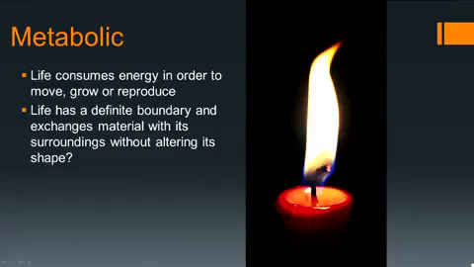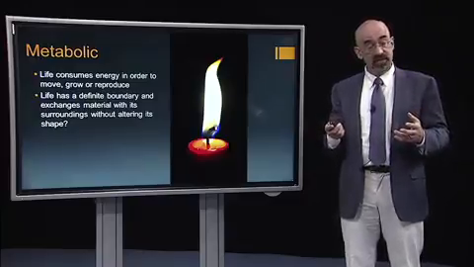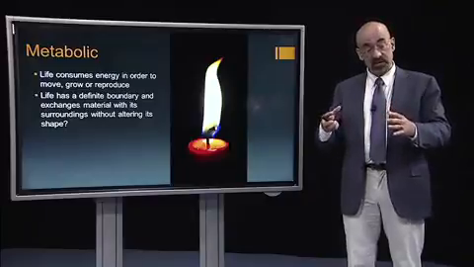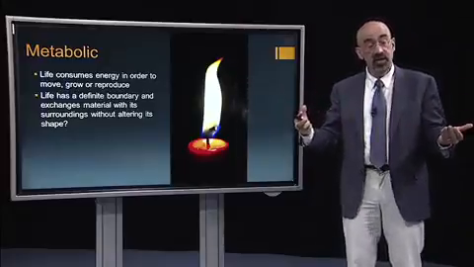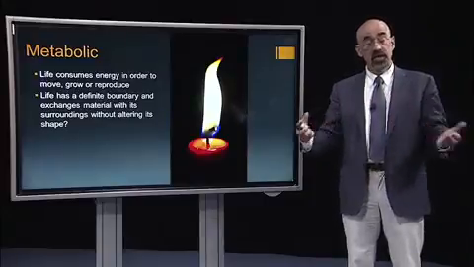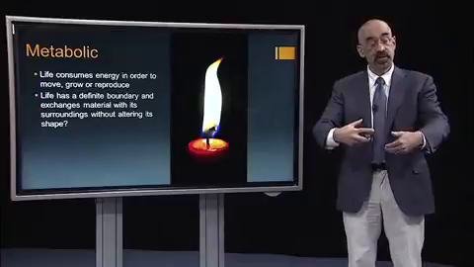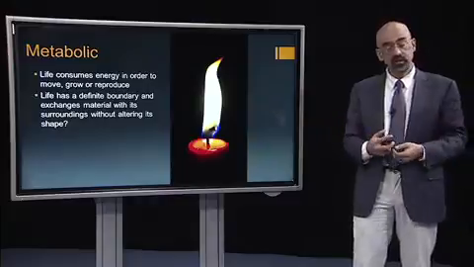Another definition might be a metabolic one. We think of life consuming energy in order to move or grow or reproduce. And often a metabolic definition takes advantage of the fact that things that we call alive tend to have boundaries. And we'll talk about this more in the second half of this part of the lecture, when we notice that cells all tend to have well-defined boundaries. There's something inside and something outside. So a metabolic definition might be a well-defined structure that consumes things from its external environment and uses that to produce energy, grow, and reproduce.